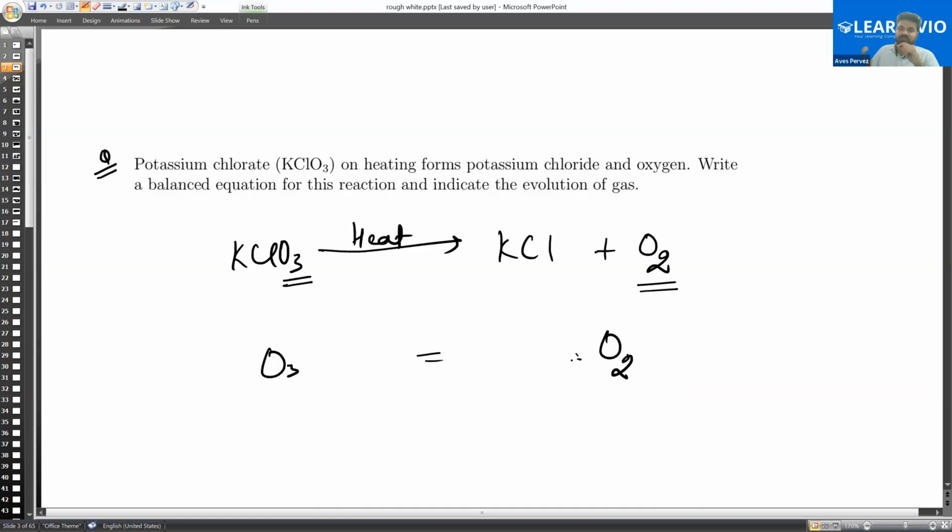Tell me only this one, what can we multiply it by? Okay, let's take 3 and 2. Okay, 6 on both sides. So you will write 3 here and 2 here. But again potassium and chloride are unbalanced, so you can write 2 here. Okay, got it? Understood?